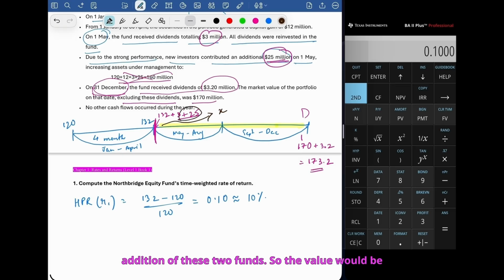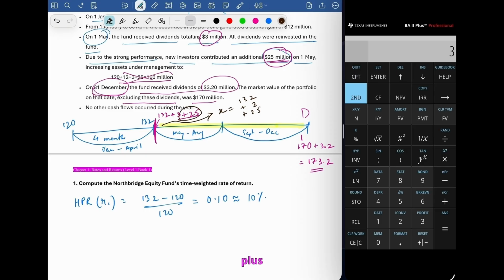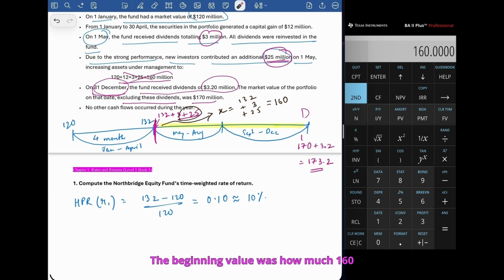For this holding period return, the beginning value will be right after the addition of these two funds. The original value was 132. You add 3 million to it, and then you add 25 million to it. So it will be 132 plus 3 plus 25, so the beginning value would be 160. Just after the addition of funds, the beginning value was 160 million, which is what is written here.